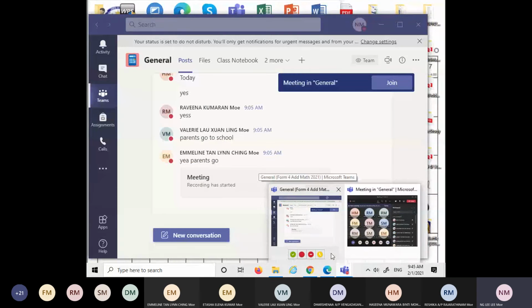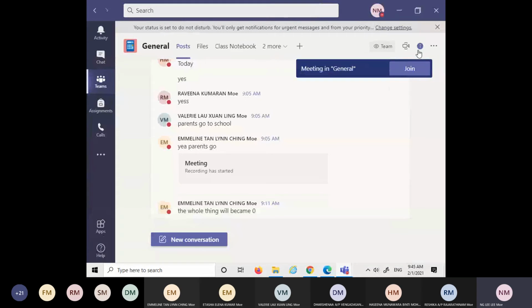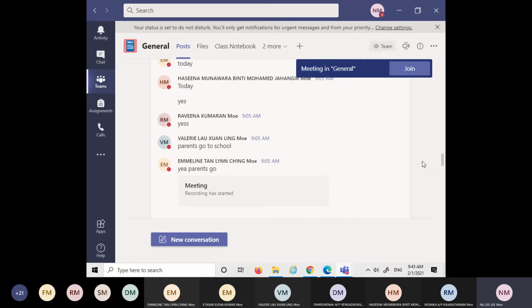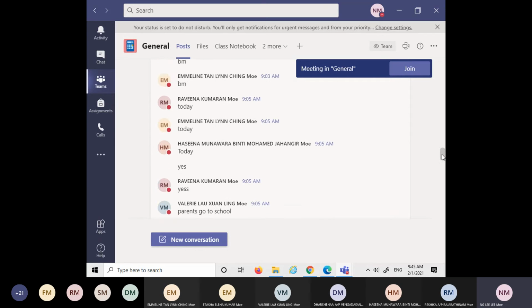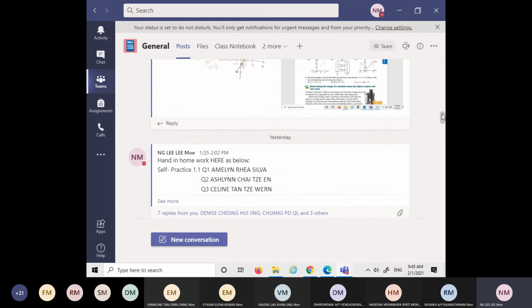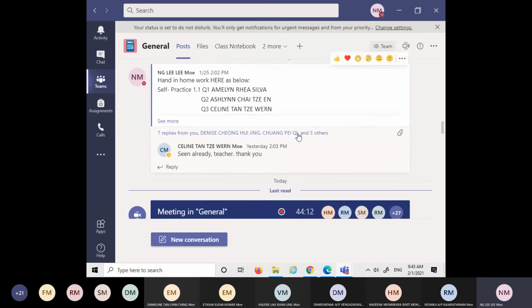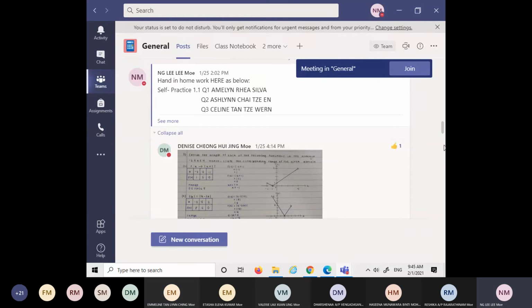I don't know whether you can see my screen. Someone please say on the mic. Can you see my screen? I'm showing you the one you put in your post. Yes, teacher can see. Okay, very good.